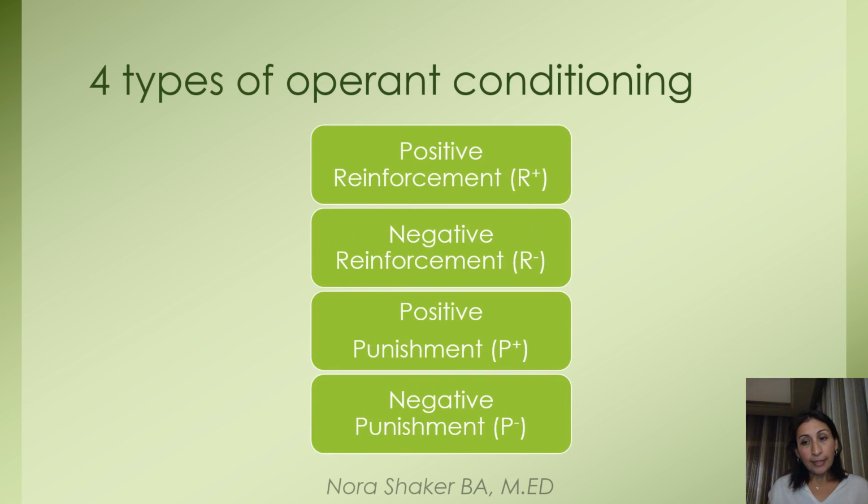Well, it does not stop at that. We have 4 types of operant conditioning. So it's not just reinforcement and punishment. We have positive reinforcement, negative reinforcement, positive punishment, and negative punishment. Please note the letters on the side of each definition. So positive reinforcement is an R plus, negative reinforcement is an R minus, positive punishment is a P plus, and negative punishment is a P minus. R, of course, for reinforcement, while P is for punishment. The plus and minus sign we're going to talk about in a minute.